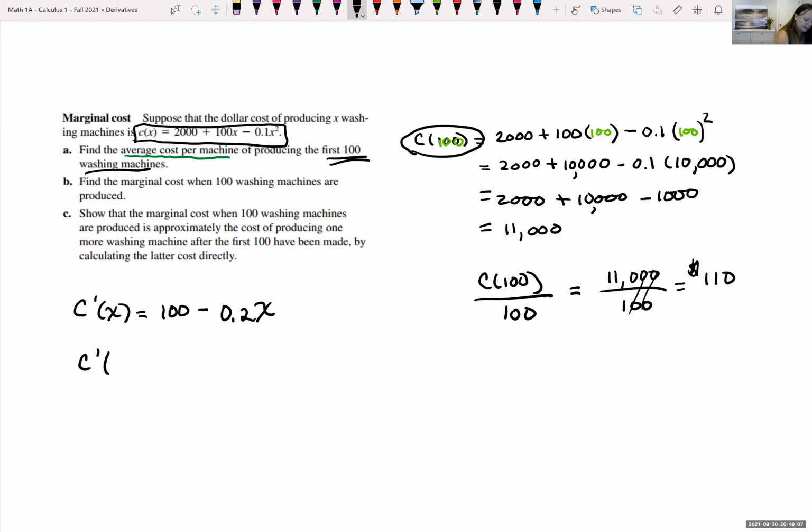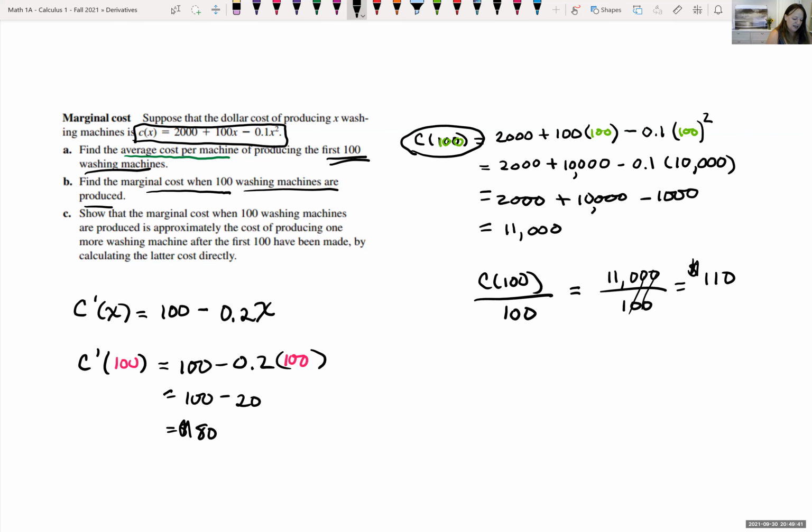So evaluating this at 100, we get 100 minus 0.2 times 100. So 100 minus, moving the decimal over once, this is going to be 20. So this is equal to 80. So the marginal cost when 100 washing machines are produced is $80.